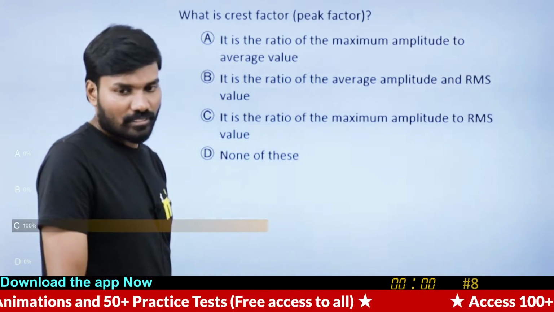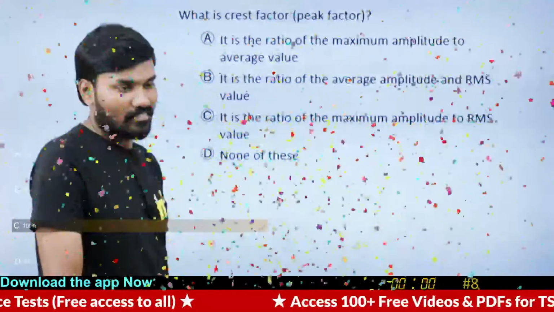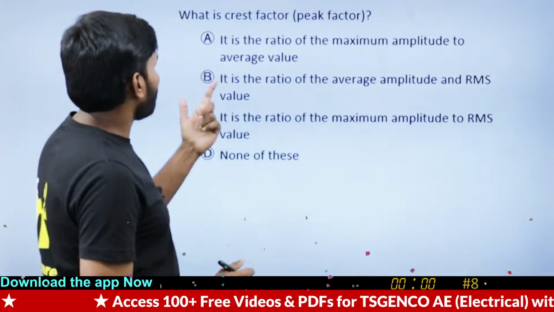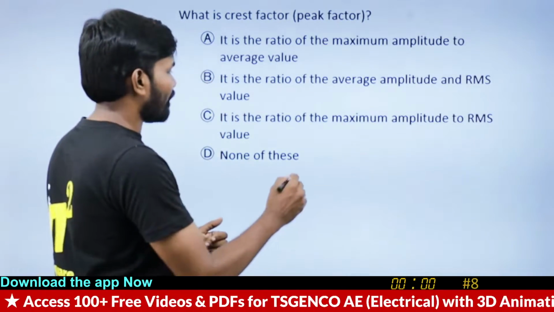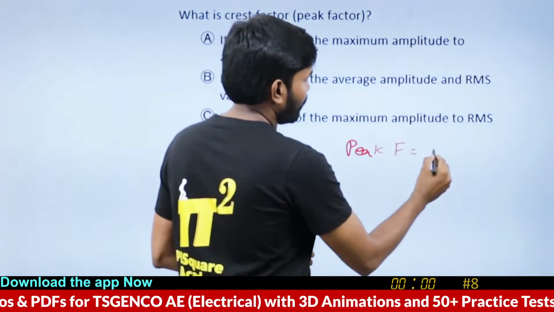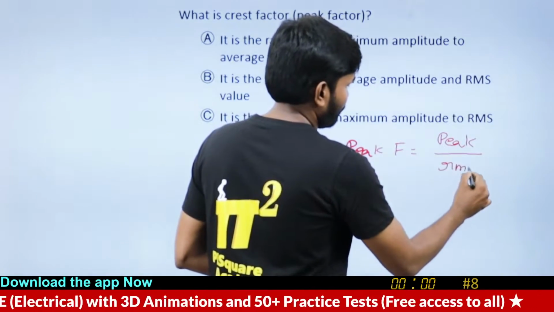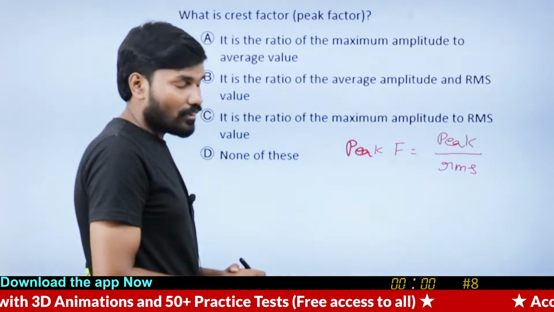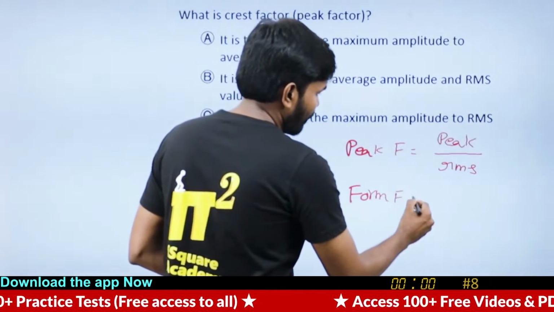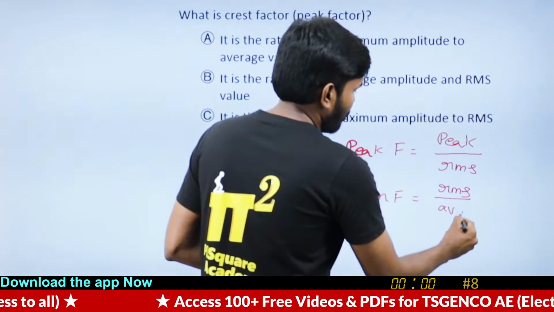So time's up. Again, everyone opted for option C. It's about the peak factor. So what's the crest factor or peak factor? Peak factor is equal to peak value by RMS value, whereas the form factor is equal to, try to recall other factors also, RMS value by average value.